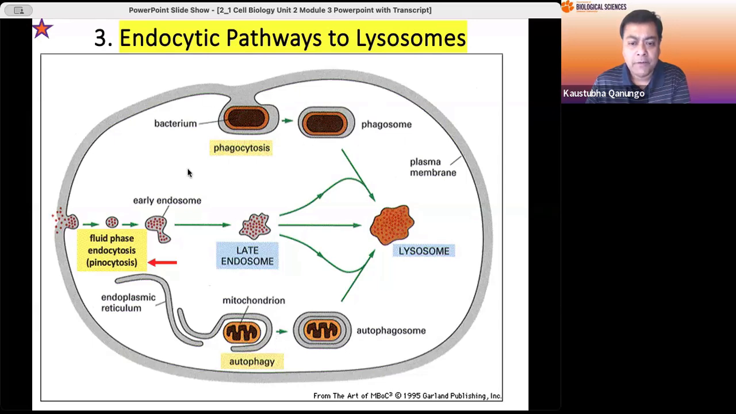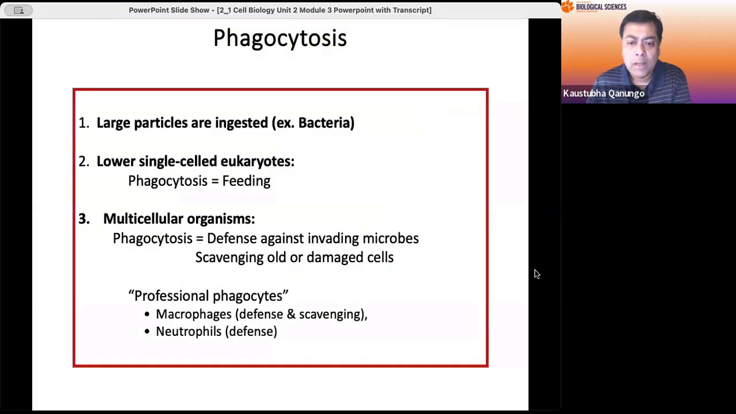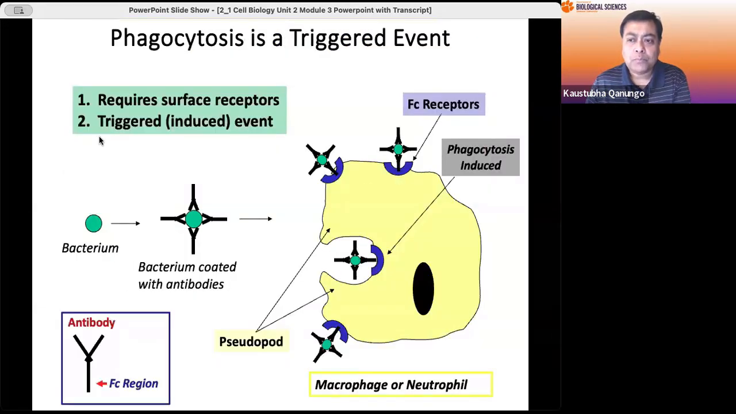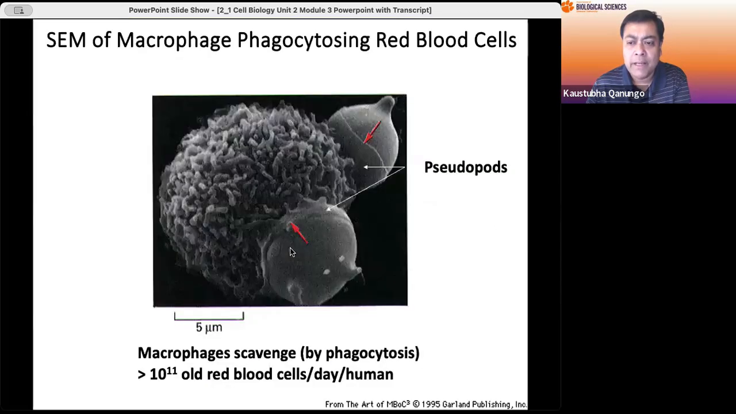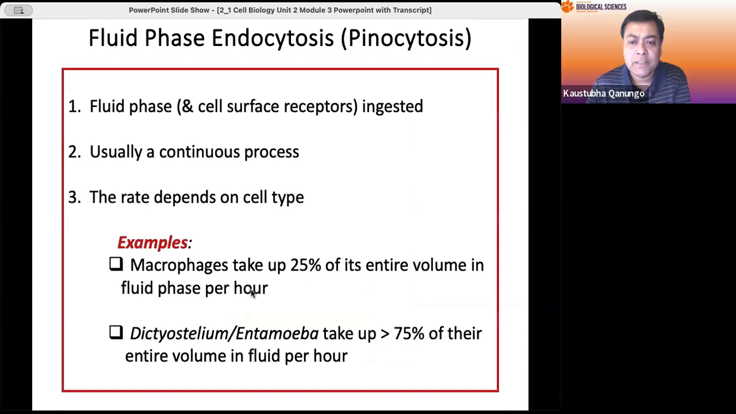So just remember what is phagocytosis, what is fluid phase endocytosis, what is autophagy, just basic things. Phagocytosis is large particles. Fluid phase endocytosis, usually also called pinocytosis, is liquid droplets. Autophagy is basically recycling or degrading of older cellular organelles. And phagocytosis is a triggered event. If the bacteria is covered by antibody, it actually helps the process of phagocytosis much, much faster. So this is just a neutrophil phagocytosing 2 bacteria. You can see that red blood cells are recycled by these macrophages. This is phagocytosis.